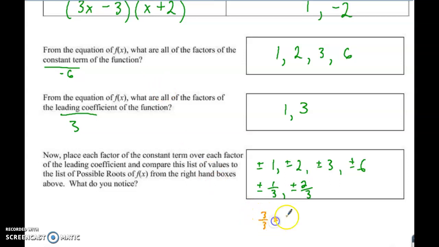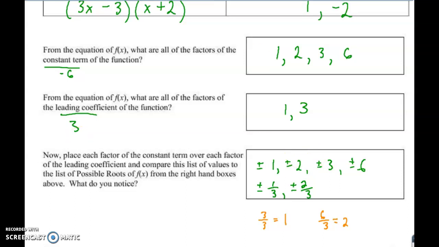3/3 is equal to 1. Well, we already wrote down 1. And what about 6/3? Well, 6 divided by 3, that's 2. We already wrote that down, so you don't have to write it twice. So the premise is this.